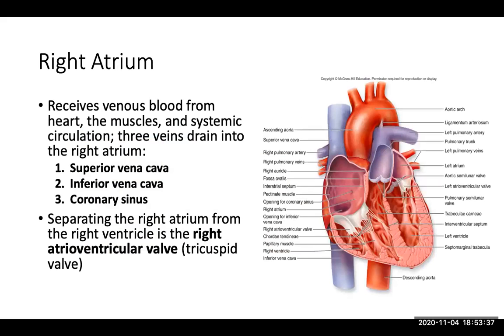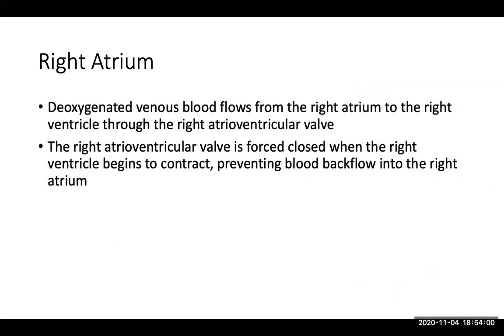The right atrium receives venous blood from the heart, the muscles, and the systemic circulation. You have 3 veins that drain into the right atrium, the superior and inferior vena cava and the coronary sinus, which comes from the posterior aspect of the heart. Separating the right atrium from the right ventricle is the right atrioventricular valve, also known as the tricuspid valve. Deoxygenated venous blood will flow from the right atrium to the right ventricle through that right AV valve. And the right AV valve is forced closed when the right ventricle begins to contract, which will prevent any blood from going back into the right atrium.